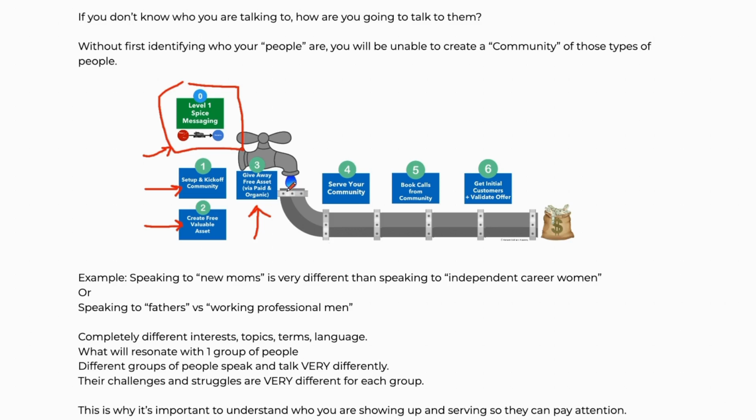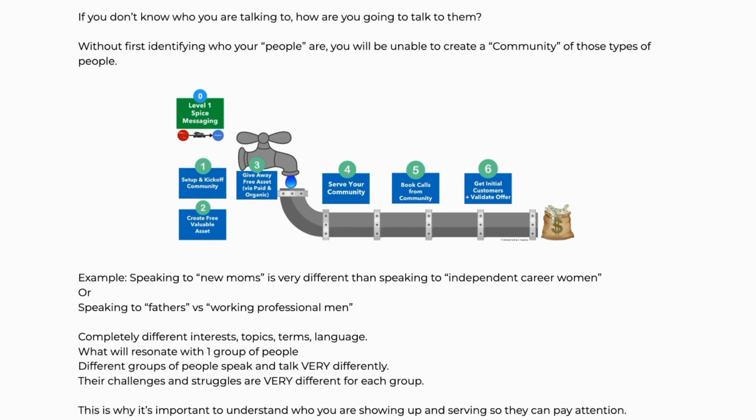Then you get that flow of people joining your community, and all of that stems from the people you've identified. You then serve your community, book calls from your community, get your initial customers, and validate your offer so you can scale after that. All of this stems from that first piece, which is identifying who the people are that you are going to serve.